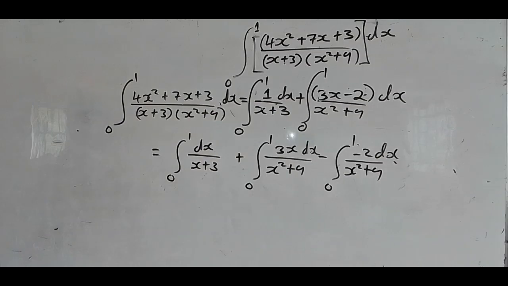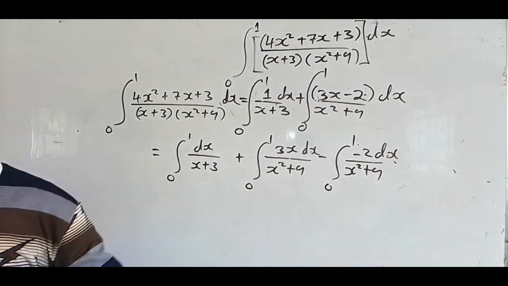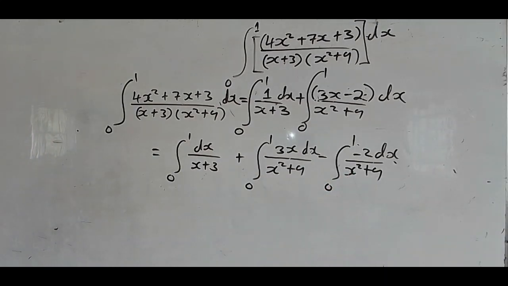Are you seeing you separated it? Your 3x you place on its own, and your negative 2 you place on its own. They are sharing the same denominator. Is that okay? You have separated them because they result in different functions. You will find one is an inverse function, the other one is logarithmic. Are we together? Good.